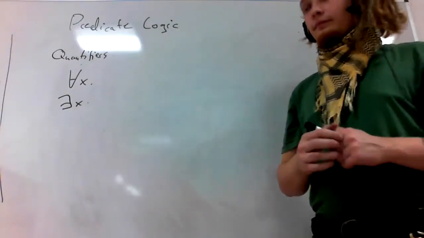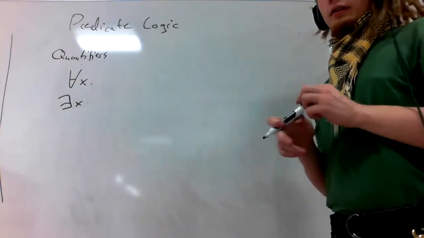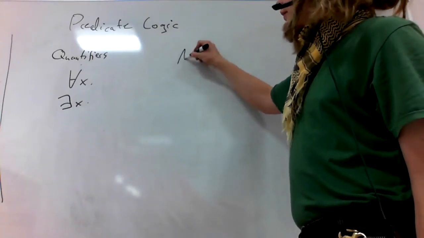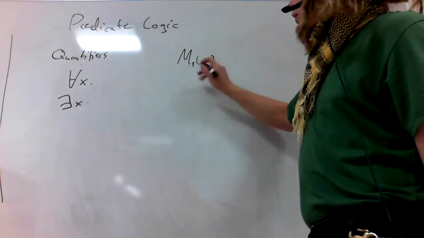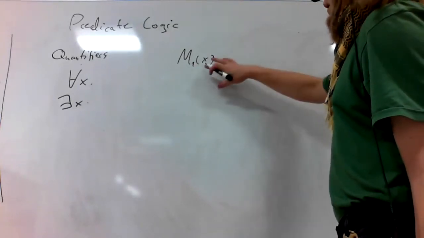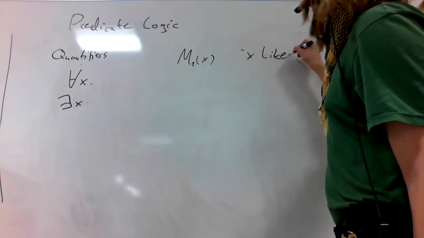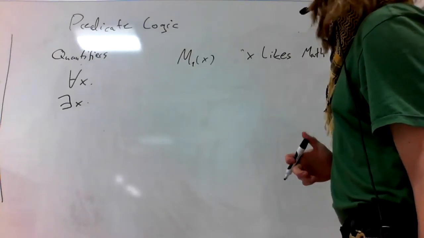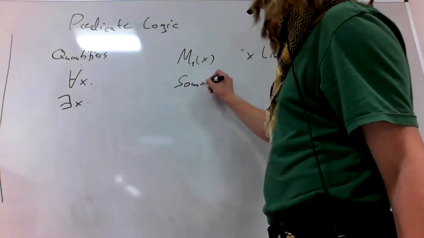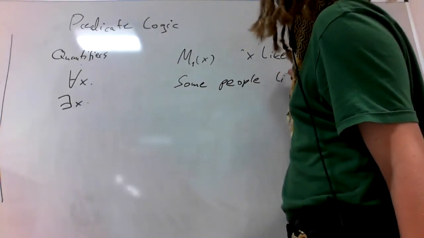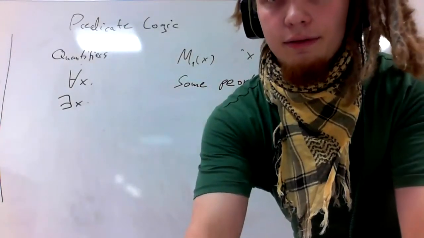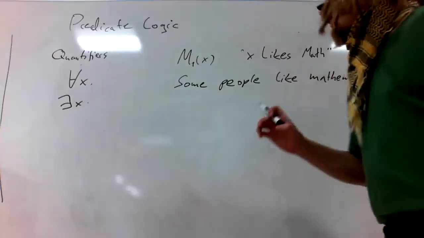Let's start with just one predicate, and this is a predicate M, which is arity 1. I think the book doesn't write it like this, but I prefer writing the arity here. And then we say, okay, M of x means x likes math. Some people like mathematics.